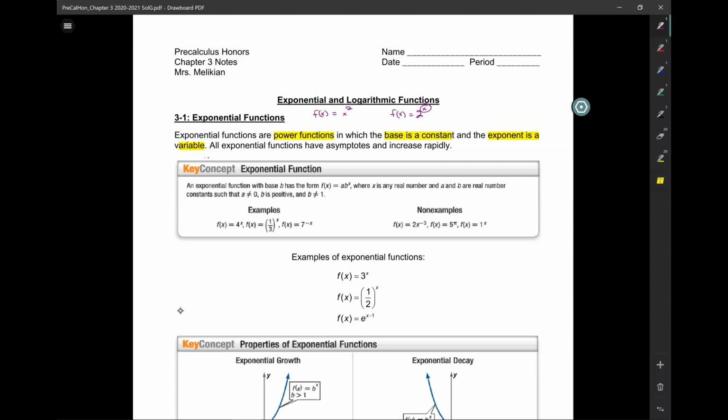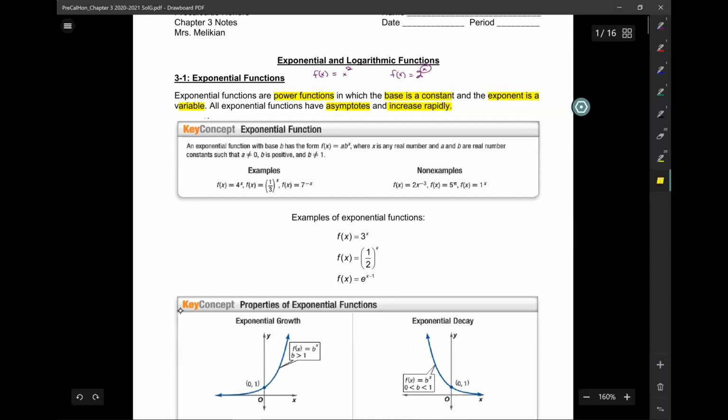Okay? The most important thing to remember about exponential functions is, first, they all have asymptotes and they increase rapidly. So whatever you can think of, like population, number of bacteria in a culture, and so on, all these follow exponential growth or decay patterns. All right, let's just dive right in.